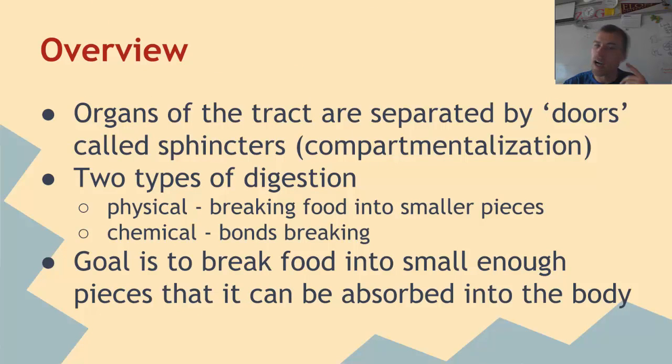Now, before we get started, organs of the tract are separated by kind of doors, which are called sphincters. These are muscles that will contract to shut off one organ from the other and help with compartmentalization. There are two different types of digestion. Number one is physical, so breaking the food into smaller pieces. We also have chemical digestion, where we are actually taking those pieces and then chemically breaking bonds. The goal is to break the food into small enough pieces, aka into monomers, or maybe dimers, very small molecules that can then be absorbed into the body.